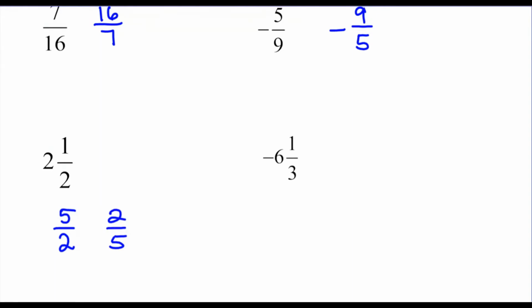And then the same goes for -6 1/3. I'm going to have to write this as a fraction first. So -6 1/3 as a fraction is -19/3. And then if I just find the reciprocal of that, it's going to be negative still. -3/19 would be the reciprocal, or the multiplicative inverse, of -6 1/3. If you multiply those together, you're going to get +1.